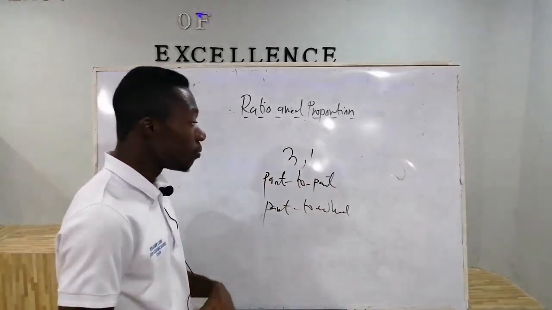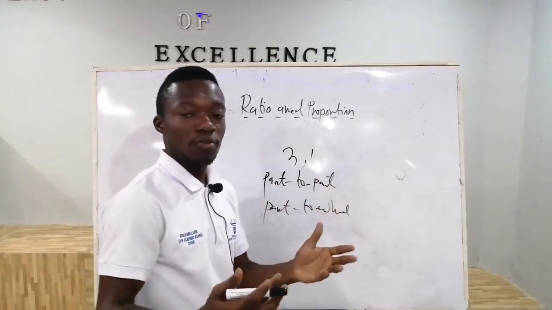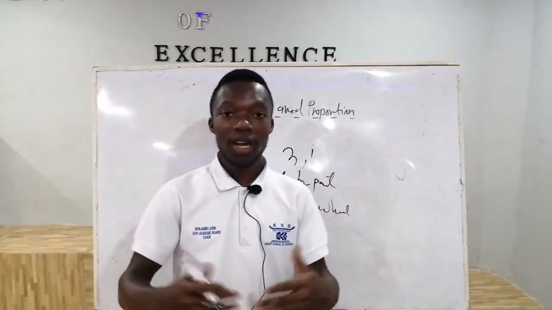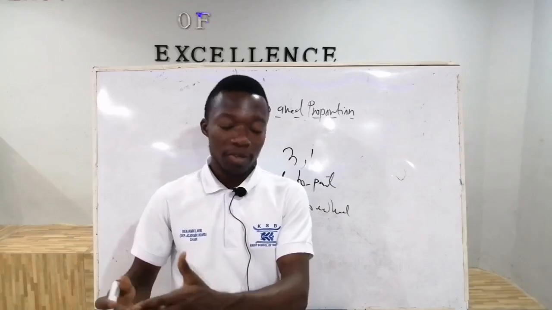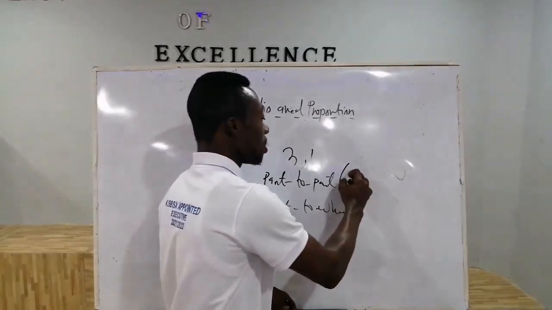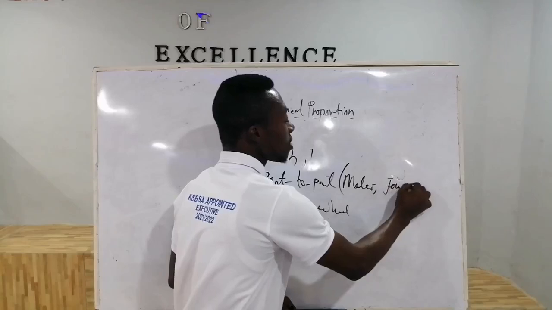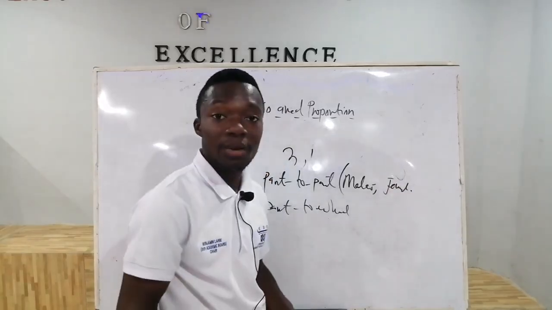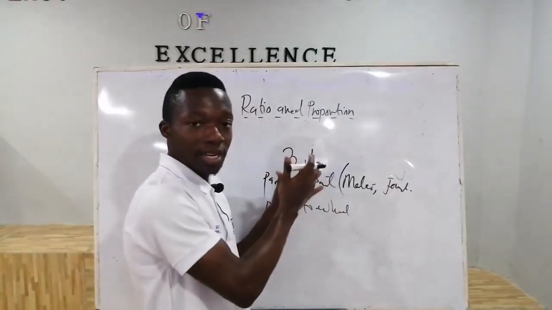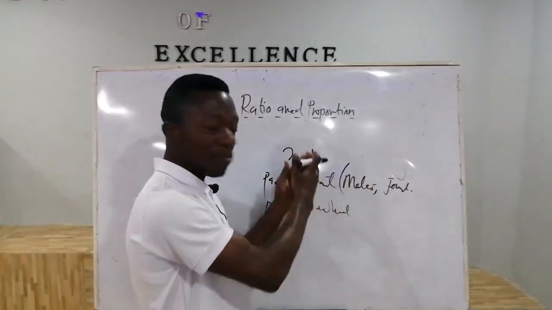Let me give you an example. When we say part to part, for instance, if I should take a classroom, remember a classroom consists of males and females. If I take a classroom consisting of male students and female students, then it means that I can compare male students against female students. So when it happens like that, we are comparing part to part, because in a class we have one part of the class to be males and another part of the class to be females. So we are comparing males against females.